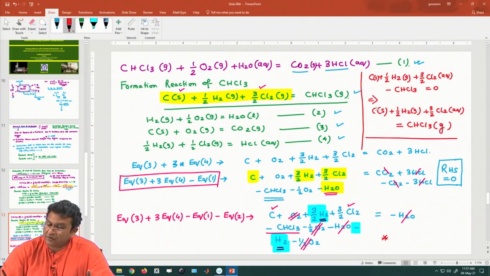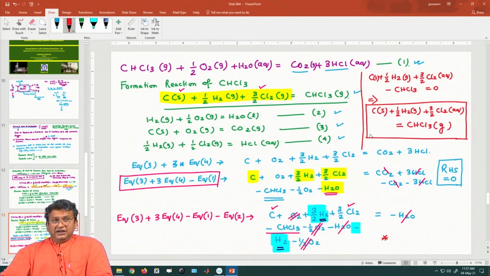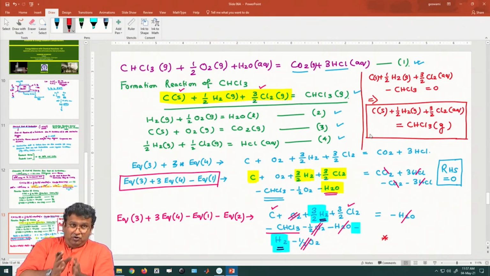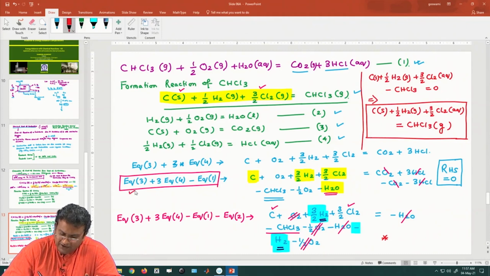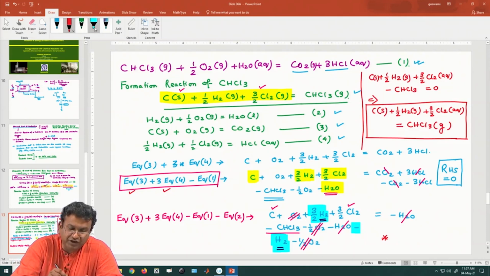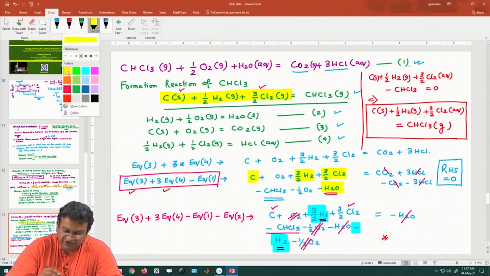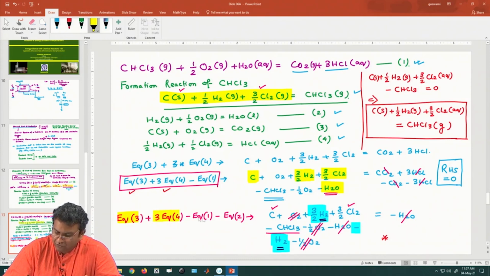So, now what is the take home message? We are reaching the end of this class, but what is the take home message? Take home message is that this is the way by which I have shown how you can get the formation reaction from combustion reaction. And what are the operations you have done? You have done equation 3 plus thrice into equation 4 minus equation 1 minus equation 2.